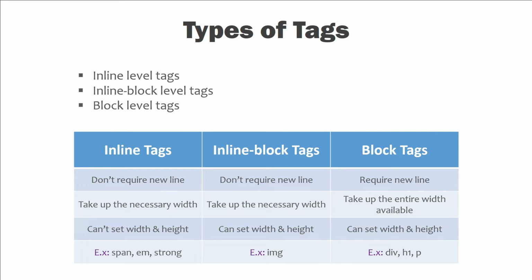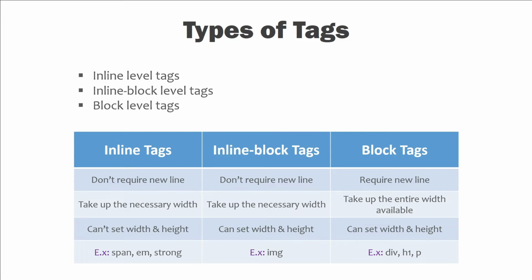Now in inline tag you can't set the width and height, so it takes only the necessary width by default, and you can't explicitly define the width and height in the CSS for them, while in inline block tag you can set the custom width and custom height for them. And then in the block tag you can also set the width and height.